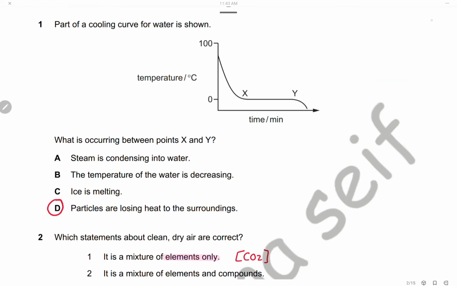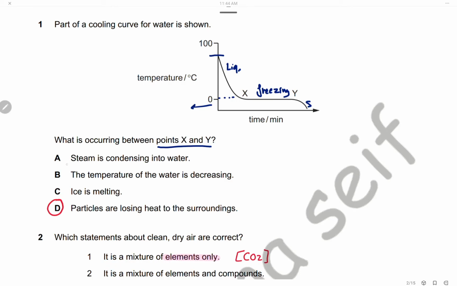Let's start it. Question 1. Part of a cooling curve for water is shown. What is occurring between point X and Y? As we can see from the curve, the starting temperature is below 100, so water here is liquid. Then at temperature 0, we have liquid which should change into solid. This is the freezing point of water. So what is happening here? The liquid is freezing into solid at temperature 0, and 0 is the freezing point for water.